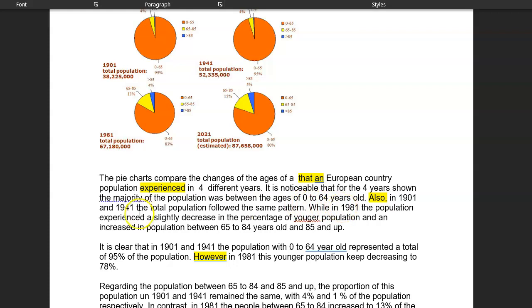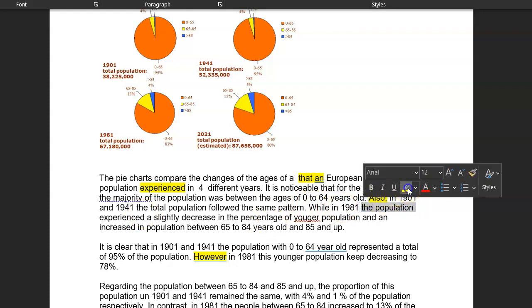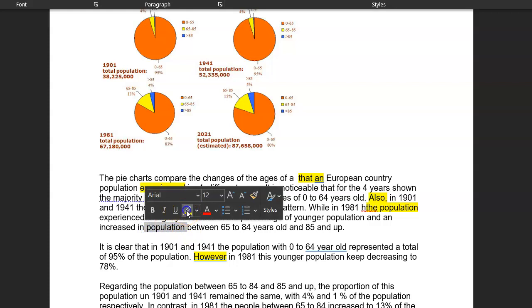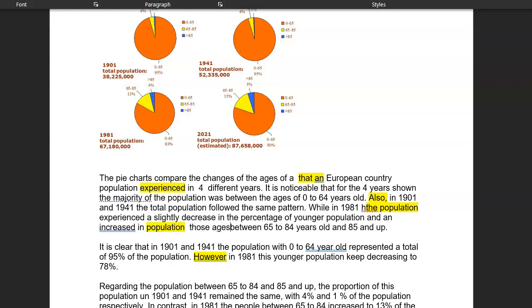While in 1981, you just don't need to repeat that, just go straight to it. It experienced a slight decrease in percentage of younger population, and an increase here, use a pronoun here, in those aged between 65 and 84 and 85 and up. Okay, that's nice.